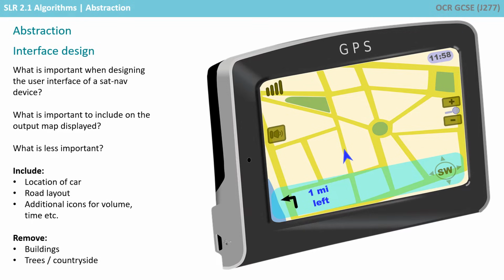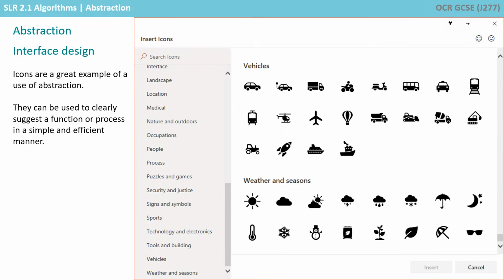You can see from the illustration that the location of the car and the road layout is important, but the trees and the buildings and the surrounding countryside are not important. To show that we're approaching a junction, we want some audio and visual clues about which direction we should be taking next, and these need to be given in plenty of time. It's important not to show all the functionality of the device on the screen that's being viewed at once.